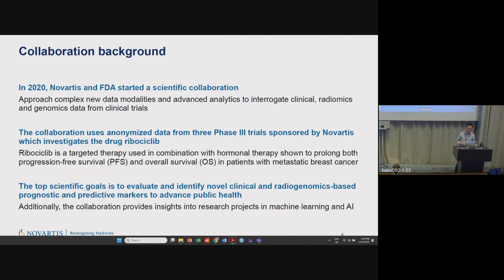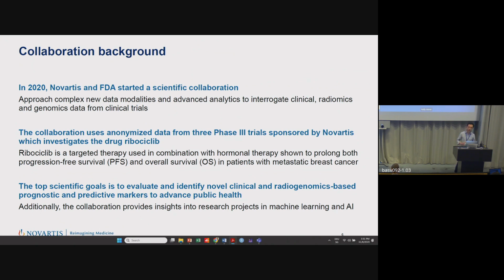It is a targeted therapy to treat metastatic breast cancer, which has been shown to improve both progression-free survival and overall survival of the patient. So we know the drug works, and we know it from the clinical data. And then as part of this collaboration, we are focusing on the scientific goal of evaluating and identifying, of course, the clinical data, but also, more importantly, the radiogenomics part of the data to look at what are the potential prognostic and predictive markers, with the overall aim to advance public health.